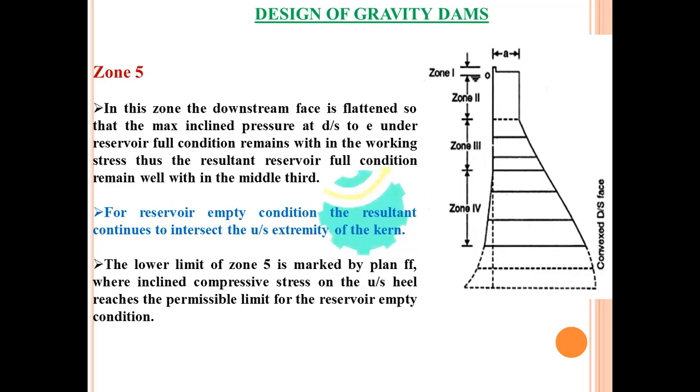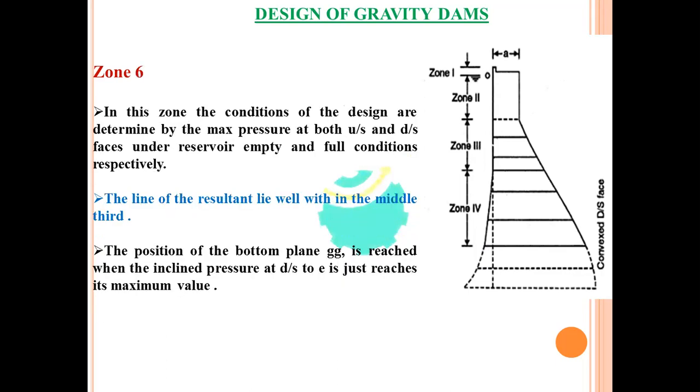For reservoir empty condition, the resultant continues to intersect the upstream extremity of the core. That means we must design like this. The lower limit of zone 5 is marked by plane FF, where the inclined compressive stress on the upstream face reaches the permissible limit for the reservoir empty condition.